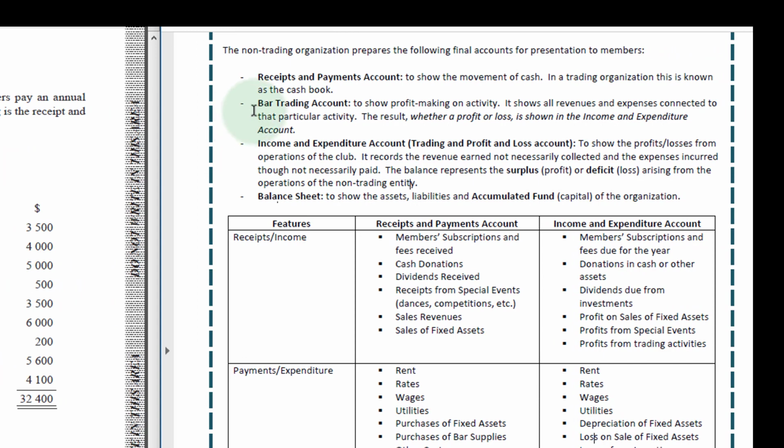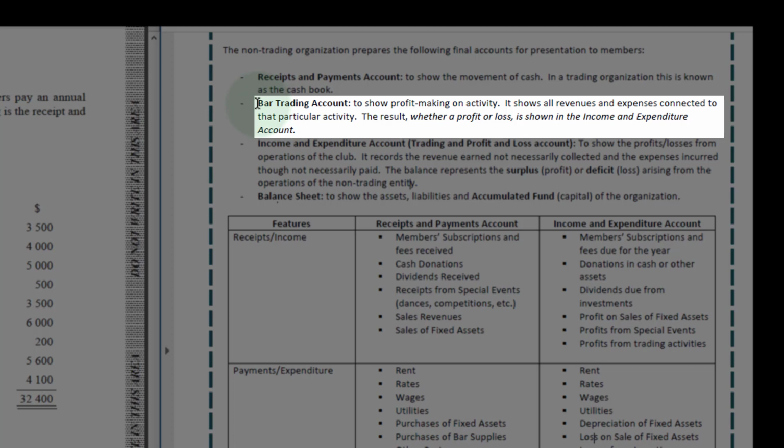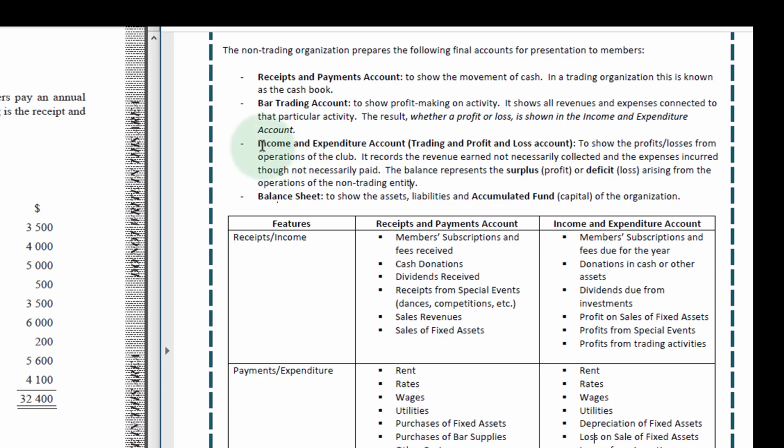In addition, they may have a bar trading account. This is an optional account. Whenever there is a fundraising activity, based on the nature of the activity, they would have such an account to determine whether or not there is a profit or a loss from that activity. If there is a profit, that profit must be transferred to the main income statement, which would be the income and expenditure account under the income heading. If there is a loss, the loss is transferred under the expenditure heading.